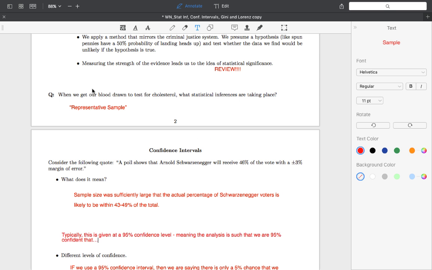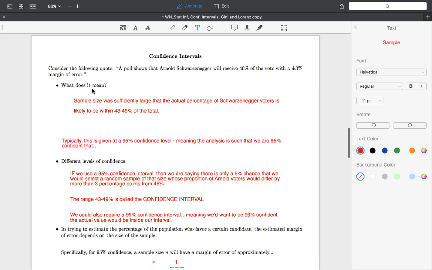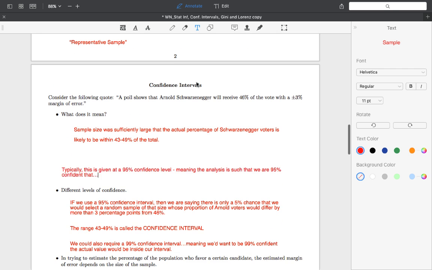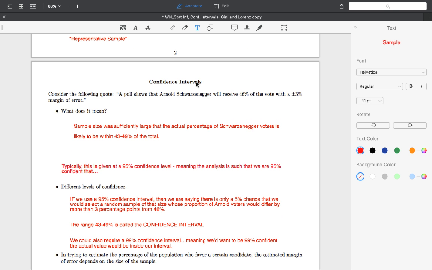So, going forward from there, we want to talk about confidence intervals for just a minute. In other words, measuring how confident we are in our statistical inferences and our analyses. So consider the following quote. A poll shows that Arnold Schwarzenegger will receive 46% of the vote with a plus or minus 3% margin of error. We see that sort of language all the time, but what does it really mean?